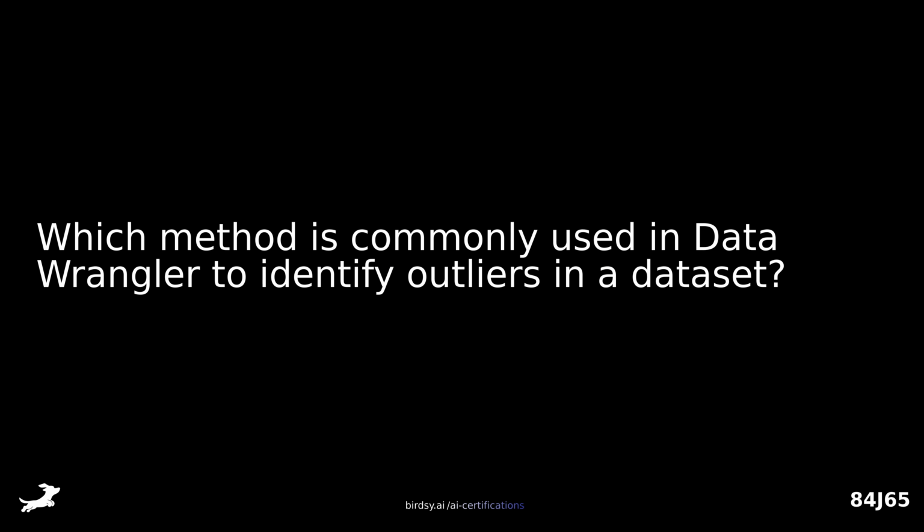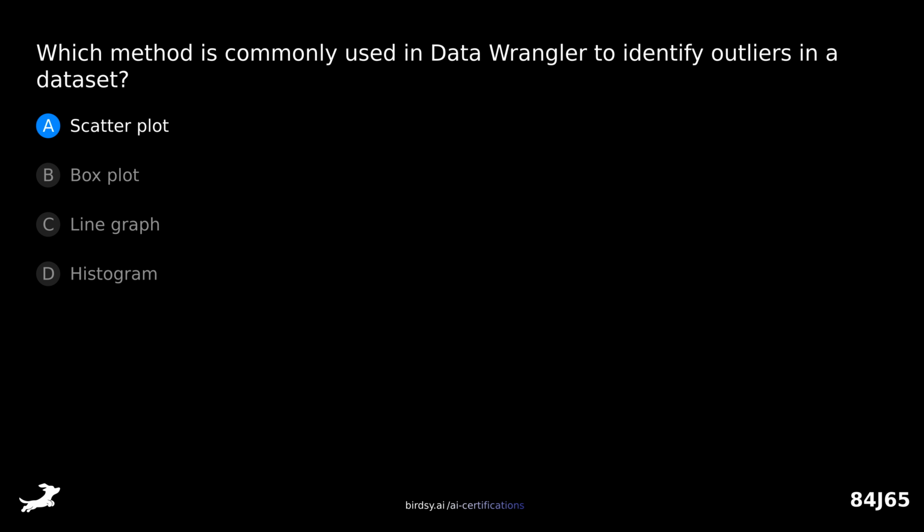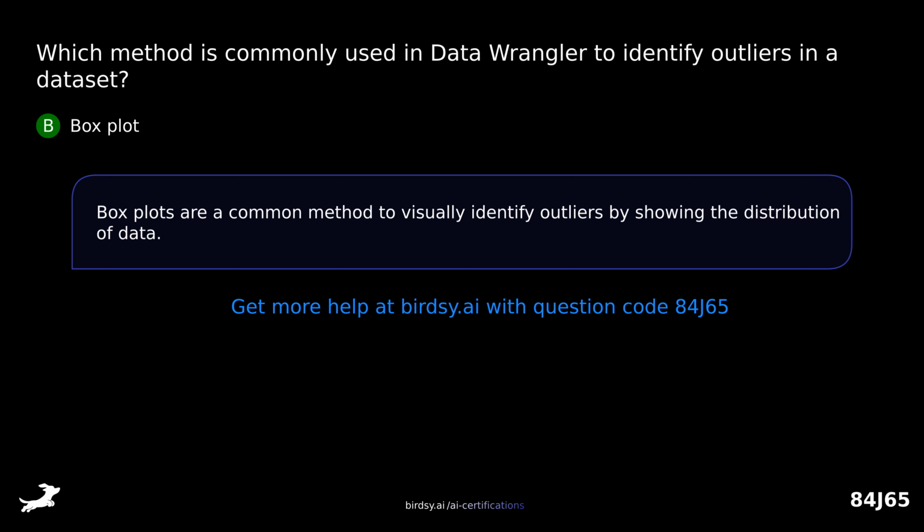Which method is commonly used in Data Wrangler to identify outliers in a dataset? Is it A, scatterplot, B, boxplot, C, line graph, or D, histogram? The answer is B, boxplot. Box plots are a common method to visually identify outliers by showing the distribution of data.